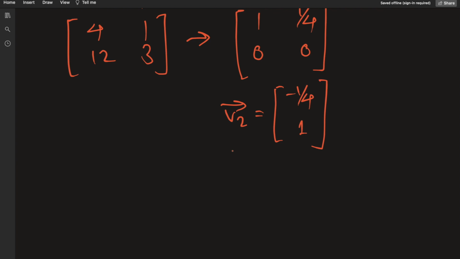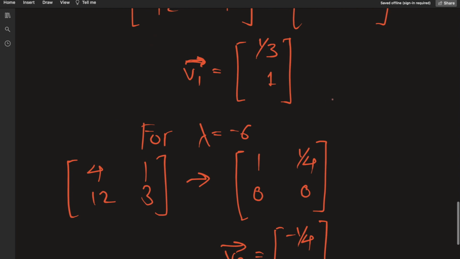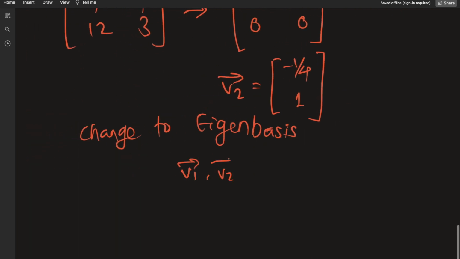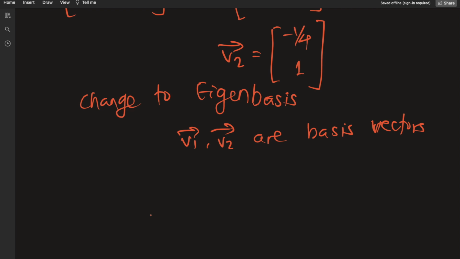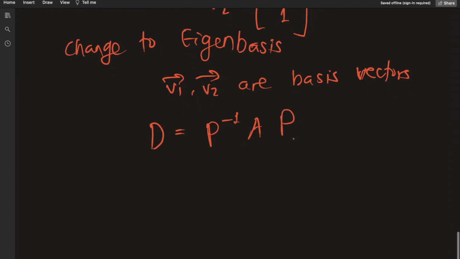Now let me just introduce this one idea. Why not change to eigenbases? A basis where v1 and v2 are the basis vectors. And we are going to change the basis of matrix A. And if you remember the formula for expressing a matrix in a new basis, it's going to be D, which is A in matrix in the eigenbasis, is equal to P inverse A P, where P is the transition matrix.